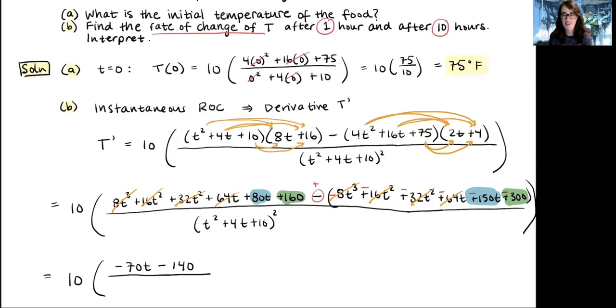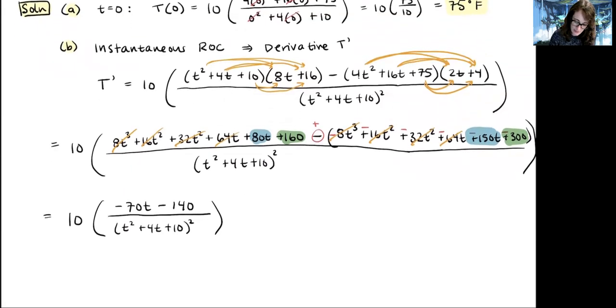That's pretty nice. Right after all that work, it's kind of worth it to simplify to such a simple thing. In the bottom, like I said, we never, ever want to distribute or FOIL out that denominator, so we can just leave it like this. If you wanted to, you could distribute the 10 into the numerator. No need. We can just leave it as it is. So what do we want to do? We want to find the rate of change now after 1 hour and after 10 hours. So we're going to plug in a 1 for little t.